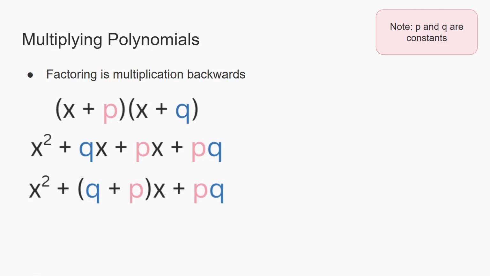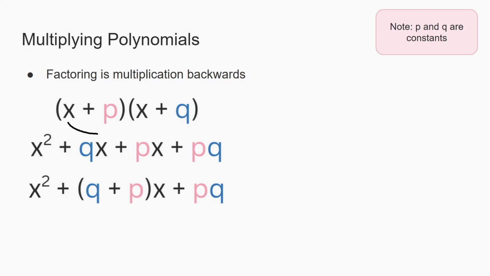Since factoring is multiplication backwards, we will start with the multiplication problem to learn how to factor. So here we have x plus p multiplied by x plus q. As you can see, this is a binomial multiplication problem, so we can use FOIL.